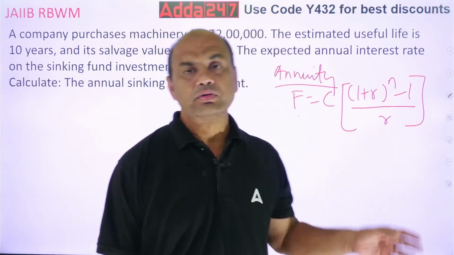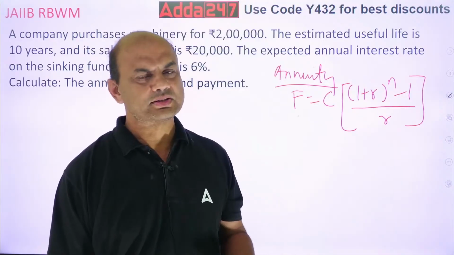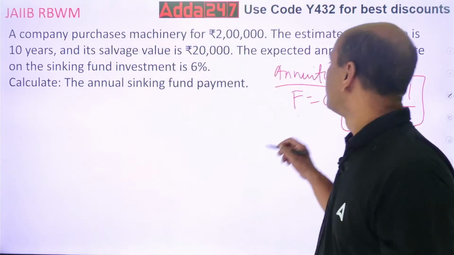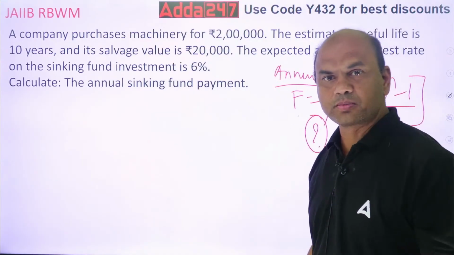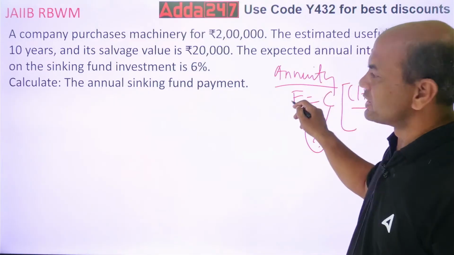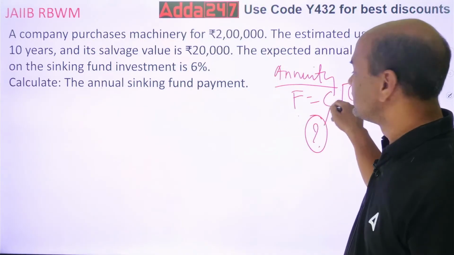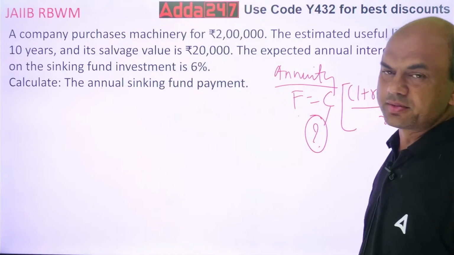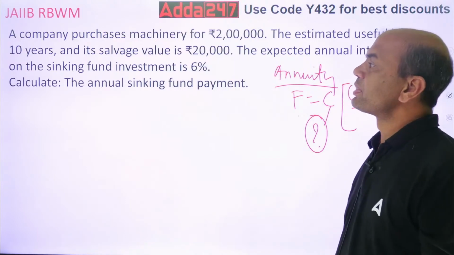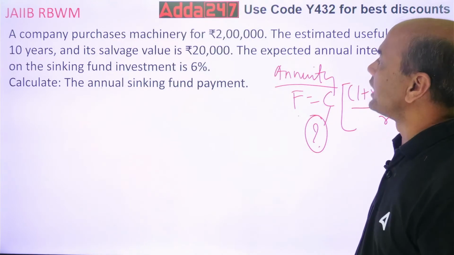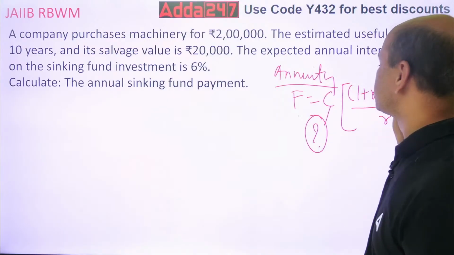Now this future value is the same as your sinking fund. The only difference is that in the sinking fund method you know the future value, and you don't know the yearly sinking fund payment. That is what you have to calculate. In future value problems, you don't know the future value. So what is given? The company purchases machinery for 2 lakh. The estimated useful life is 10 years. So let's start writing all these things.